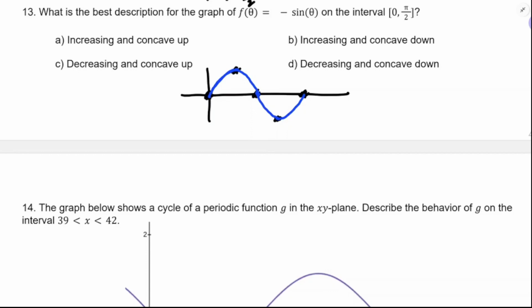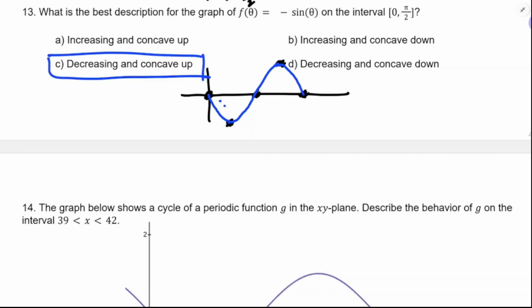Oh, that was regular sine. Man, I messed that up twice. That's rough. Thankfully, I got suspicious when I got the same answer the second time. Okay, so over here, draw the same graph, just upside down, and it's decreasing and concave up. It's kind of smiling. So decreasing and concave up there.